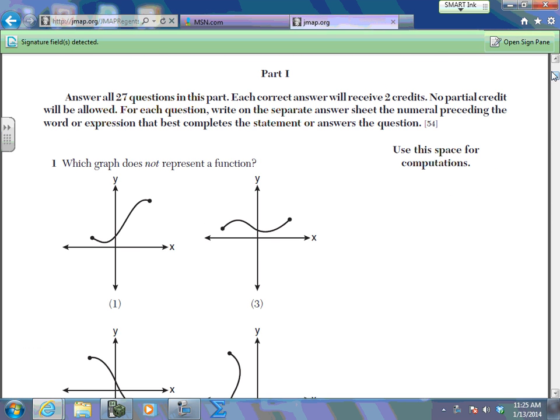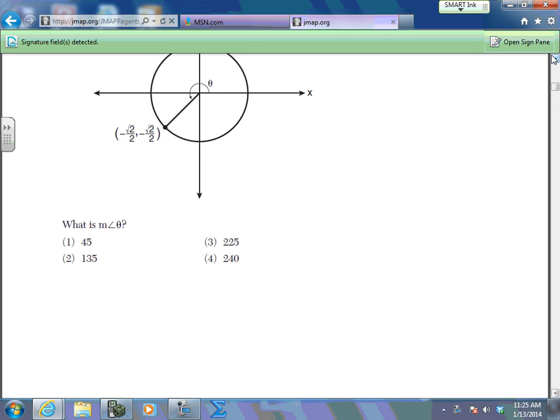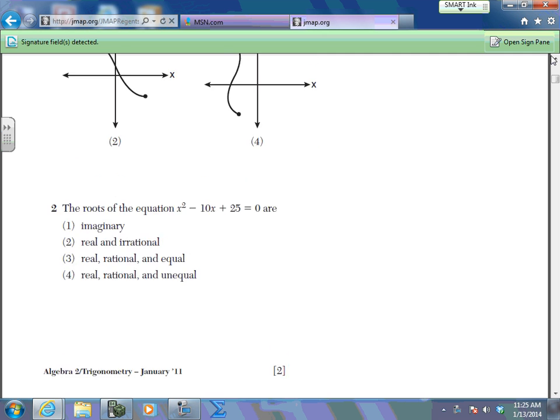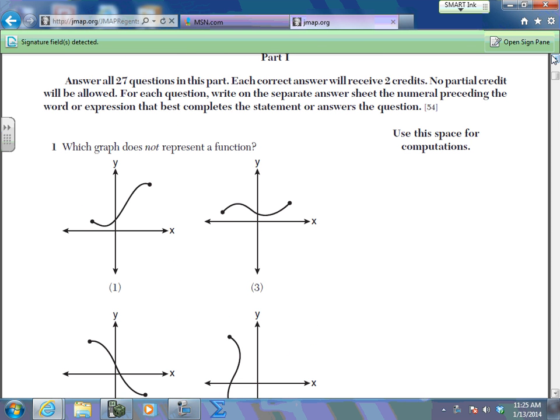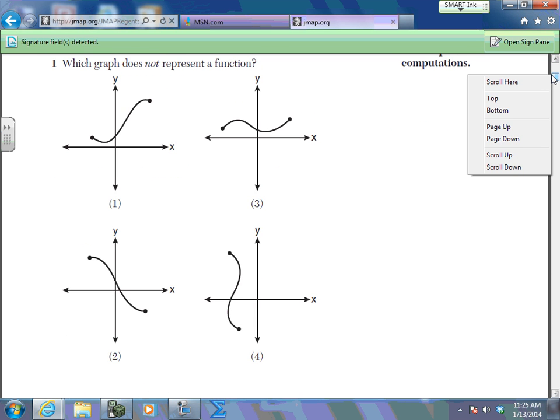In the first question, be careful about the first one because it says which one does not represent a function. Now, in those "not" words, be really careful again because you want to make sure you don't just look at the first one. A function passes a vertical line test. So therefore, you want the one that does not pass a vertical line test.